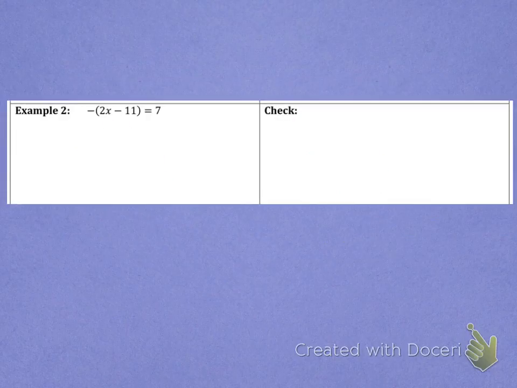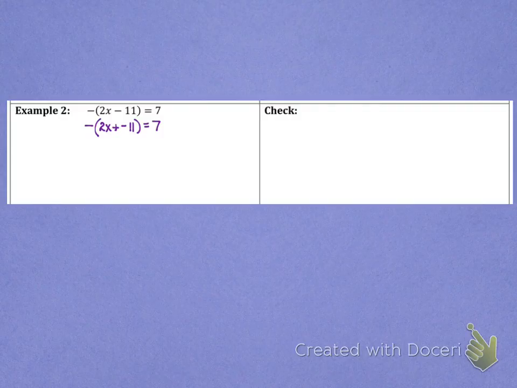Let's try example 2. In example 2, you'll notice that we're not distributing a number. We have an opposite sign, or a negative, outside of the parentheses. Before we address that, let's rewrite the subtraction. 2x plus negative 11 equal to 7.